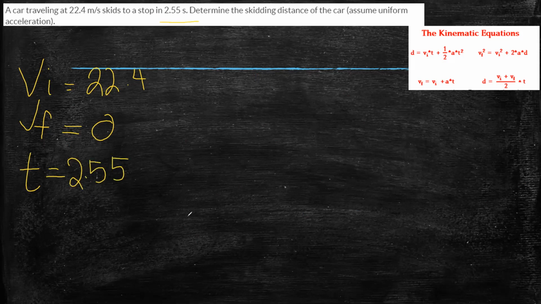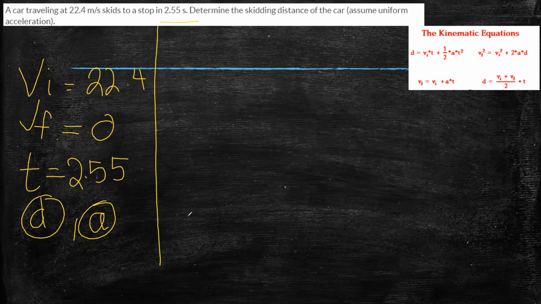But teacher, how is it 0? It is stopped. So it is deceleration. The value should be negative. Determine the skidding distance of the car. So we can use the fourth equation. Let's find here the distance and the acceleration too. I want you now to find both of them.